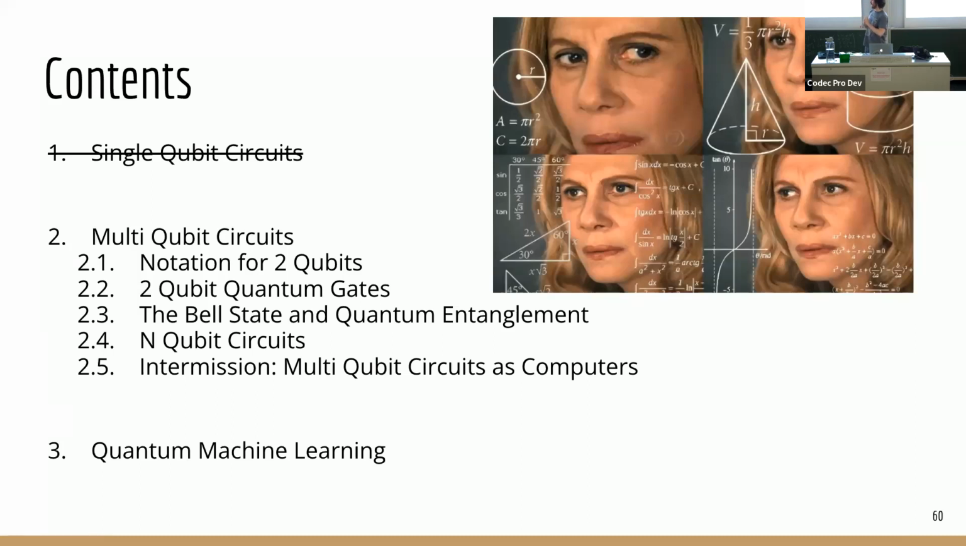I will then take a while and go into an example of constructing a 2-qubit state called the Bell state, and I will use this as a demonstration of the phenomenon of quantum entanglement. Then I will generalize even further how you can think about an n-qubit circuit. And then just like before, we'll take all of that mathematical jargon and information and try to view it through the lens of making a quantum circuit a computer for us.